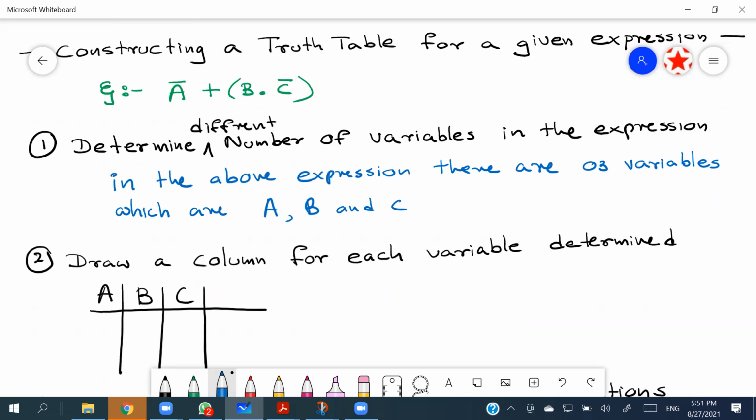And remember, it doesn't matter in which state the variable is going to represent. In some cases, you may see the same variable staying in different states. Maybe it can stay as a, and at some other place it can stay as a bar.